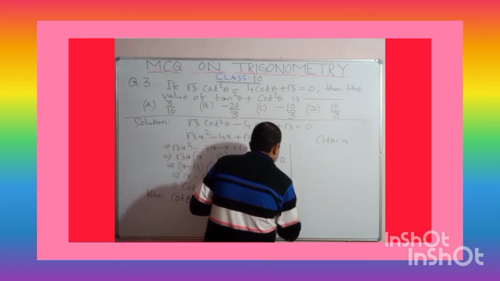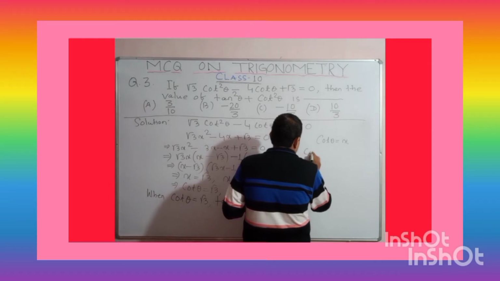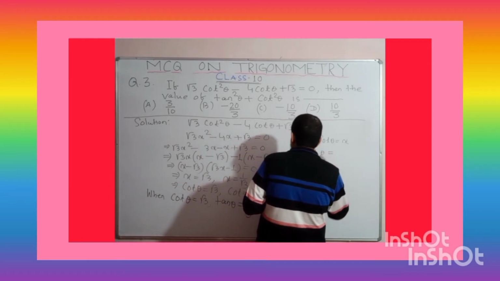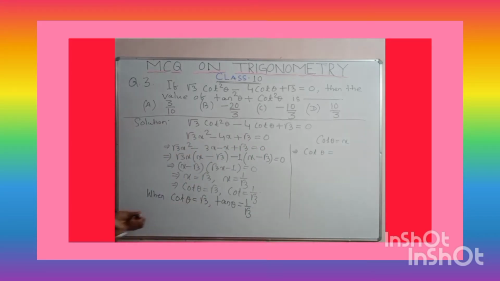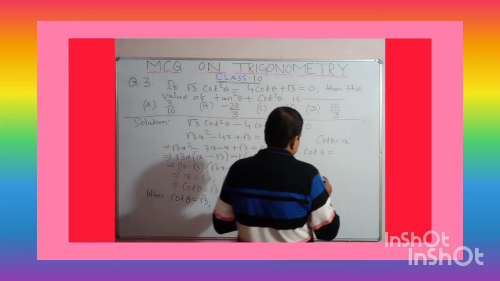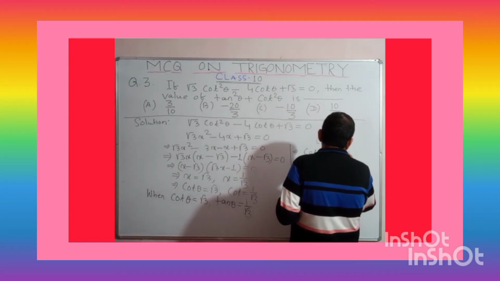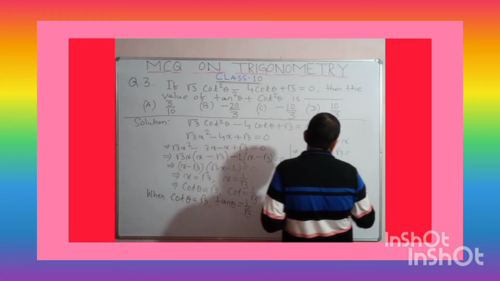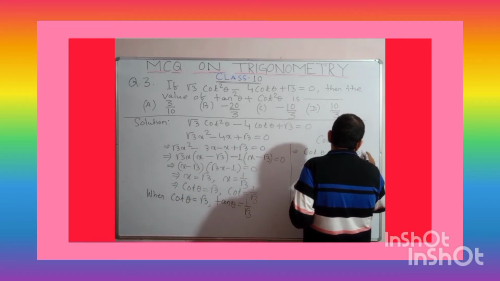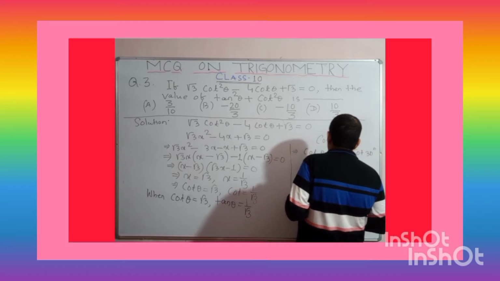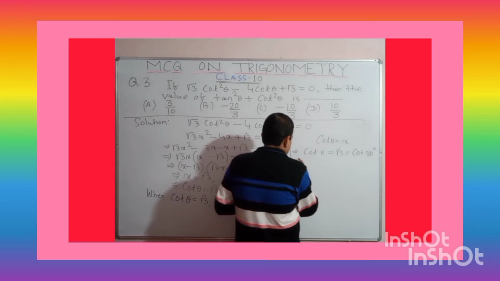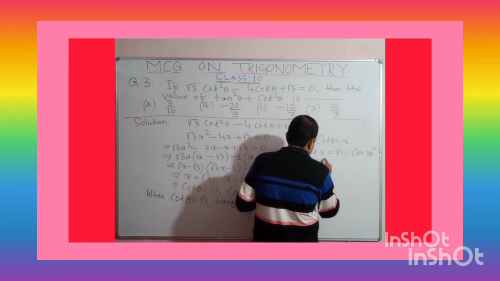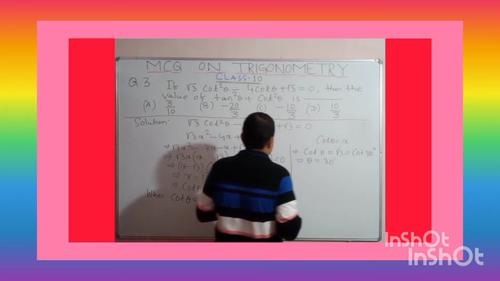Let us see now. You see, cot theta is equal to root 3. Understand? If cot theta is equal to root 3, can you find out the value of theta? All of you know cot 30 degree is equal to root 3. In place of root 3 I can write cot 30 degree. So that implies theta is equal to 30 degree. We got 30 degree. Understand or not?